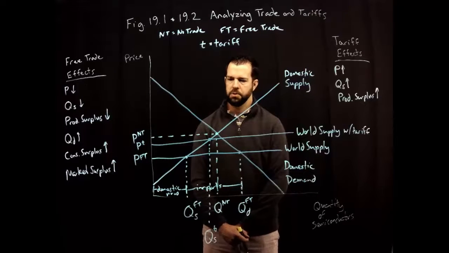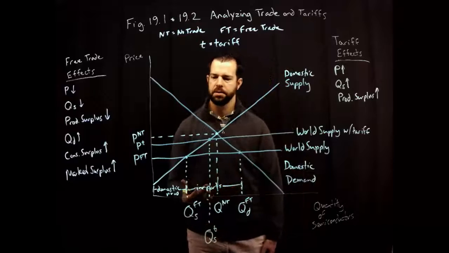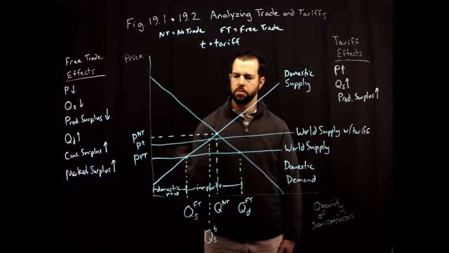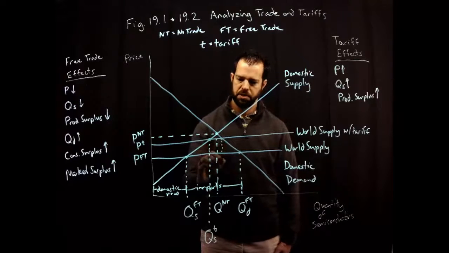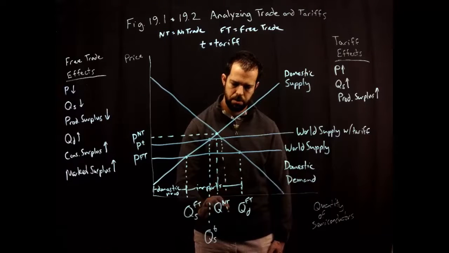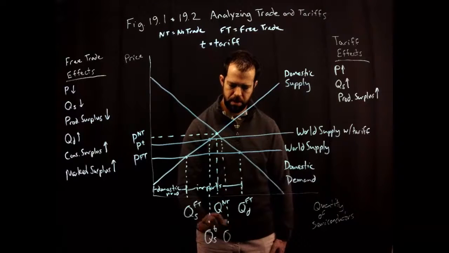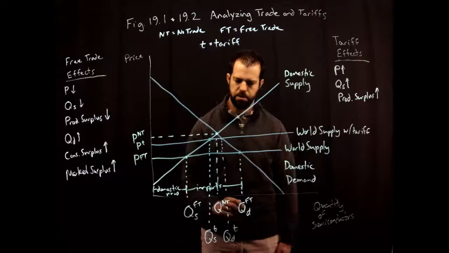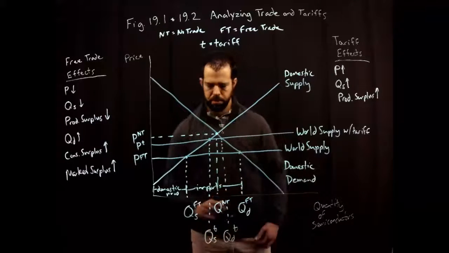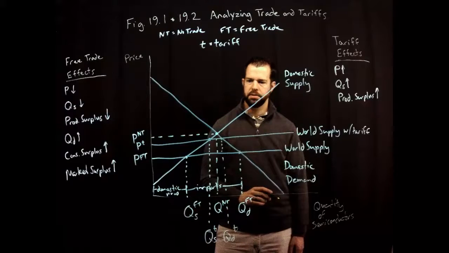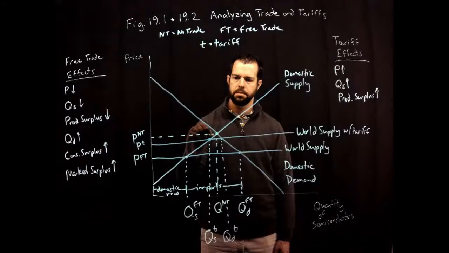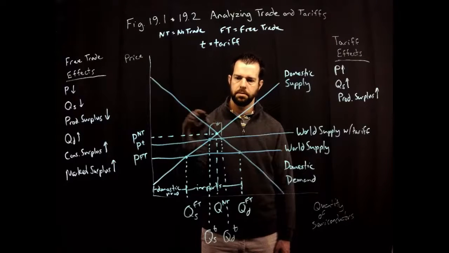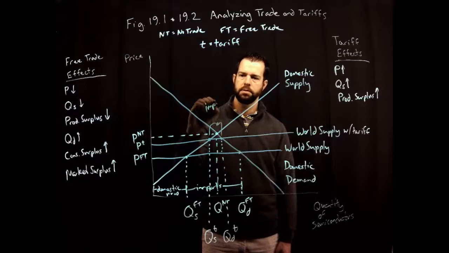What about the consumers? Well, the consumers now have to pay a higher price. And so when that new price, world price plus the tariff, PT, crosses the demand curve, this gives us our new quantity demanded under tariffs. Okay? And so this tiny amount right here are the imports with the tariff.